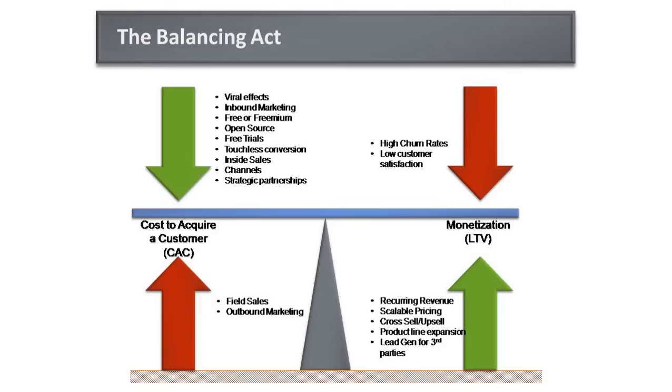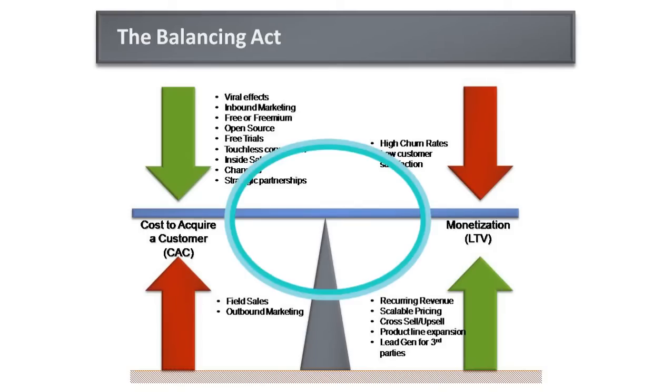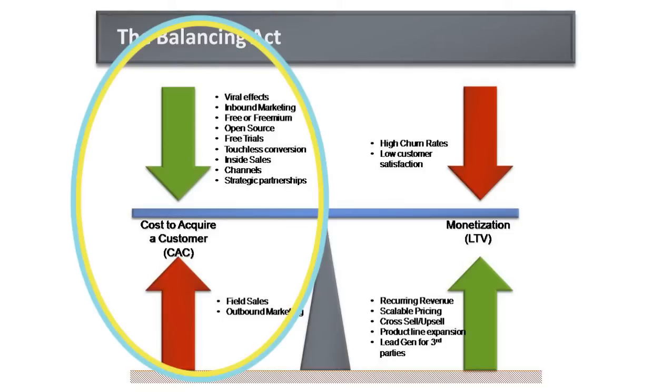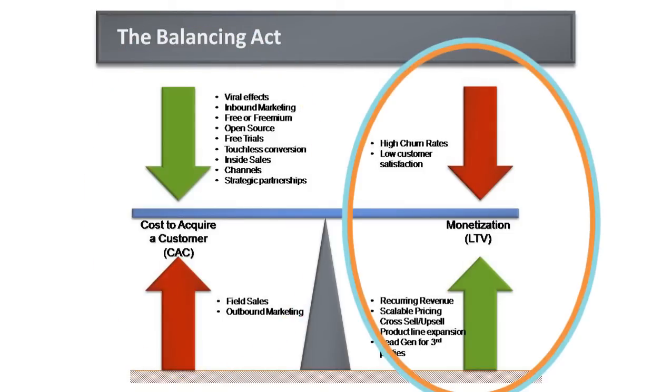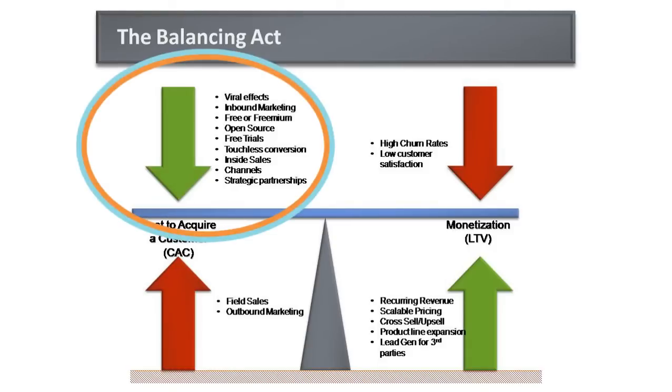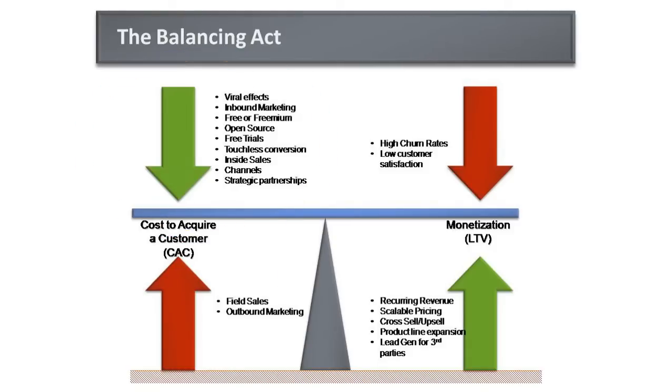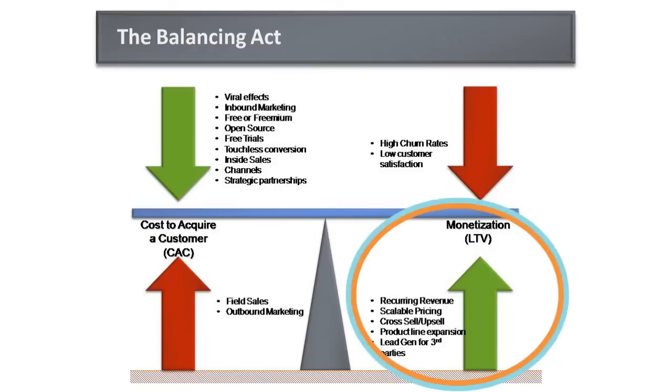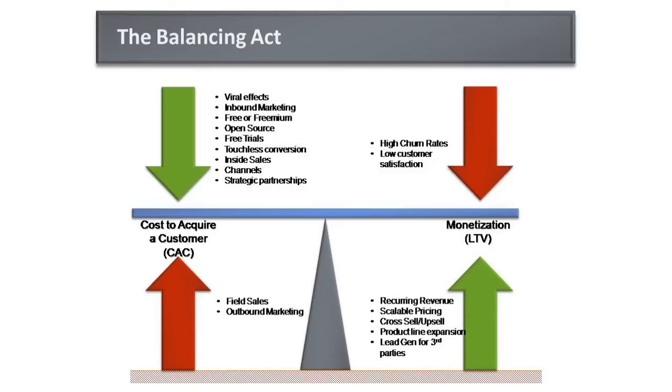So this is really a balancing act. If this is the center of this balancing act, everything on this side is associated with acquiring customers. Everything on this side is associated with getting money out of those customers. And the things that are in green here are ways to reduce the cost of acquiring a customer. Red are things that drive up the cost of acquiring that customer. And then the inverse, things that are green here drive up your ability to get money from your customer. And things that are red here impede your ability to get money from your customer.